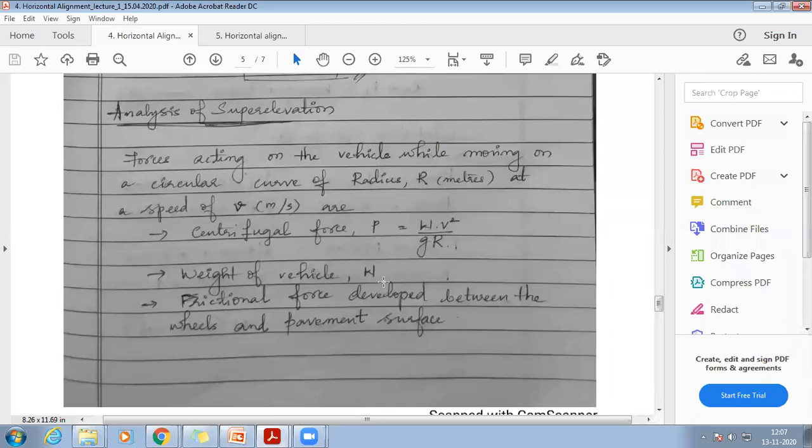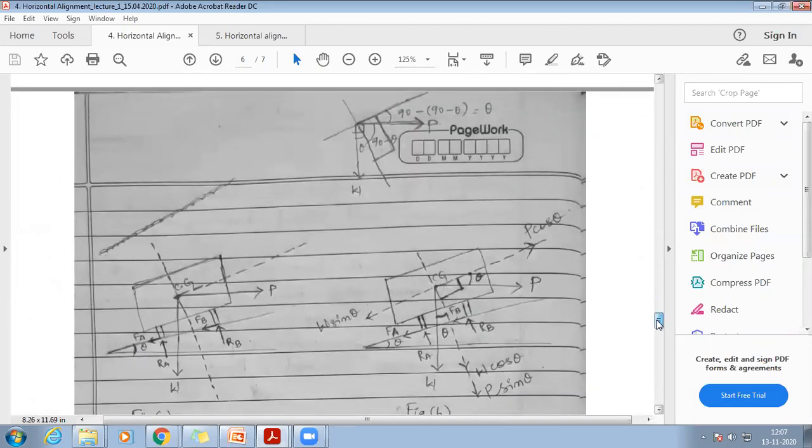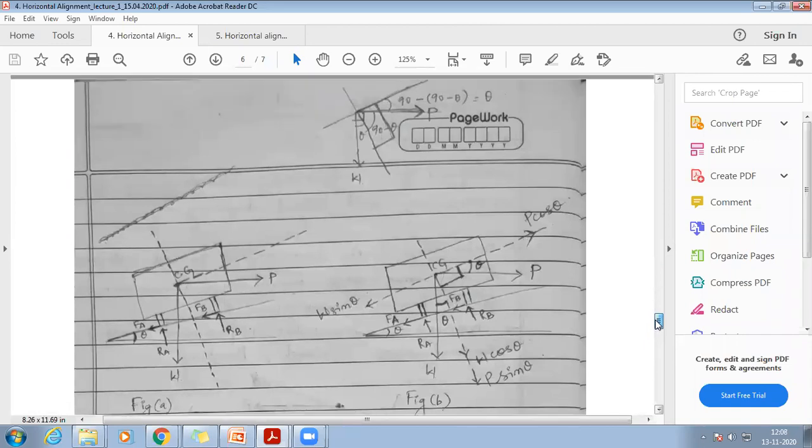I think I have discussed all this. The weight of the vehicle is W. Then there will be frictional force developed between the wheels and the pavement surface. Now we are going to see the analysis, it's very, very important. Again, this is the expression which we are going to derive for super elevation. One second.